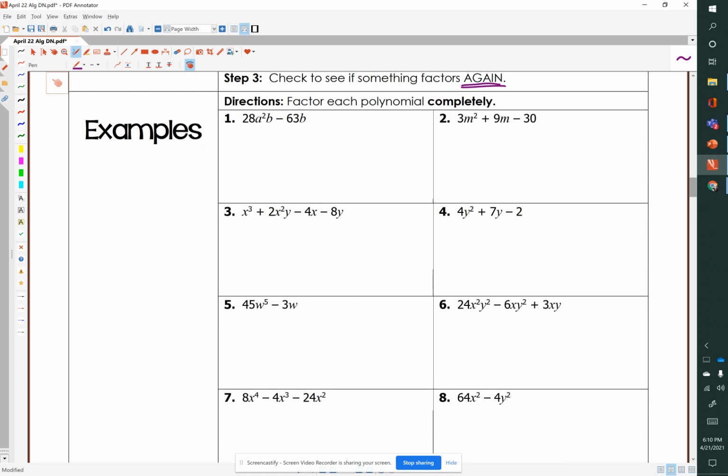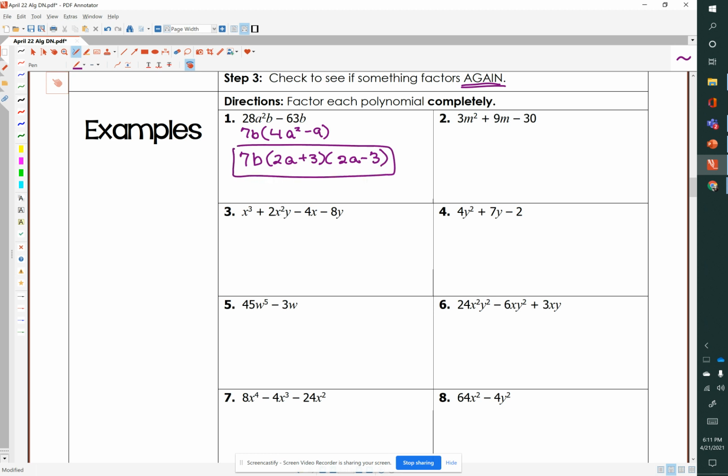So in number 1, I'm going to factor out a 7b, which will give me 4a squared minus 9. And 4a squared minus 9 is a difference of squares, so I can factor that. So that's an example of factoring again. And that will be 2a plus 3, 2a minus 3. Remember the difference of squares rule. And that's our final answer.